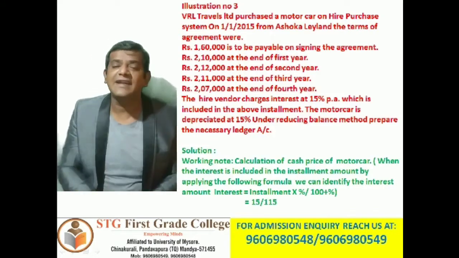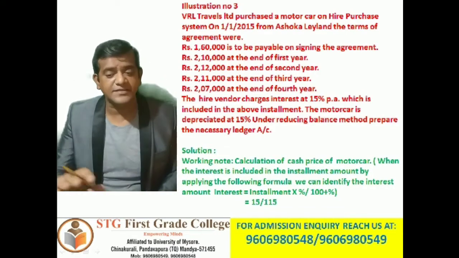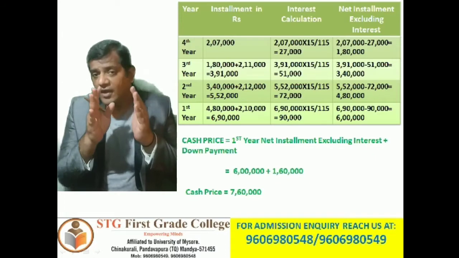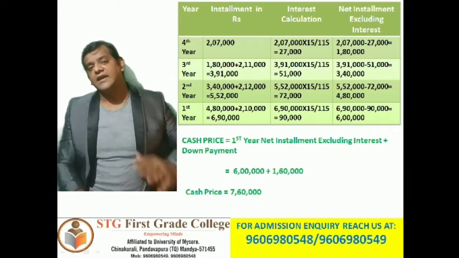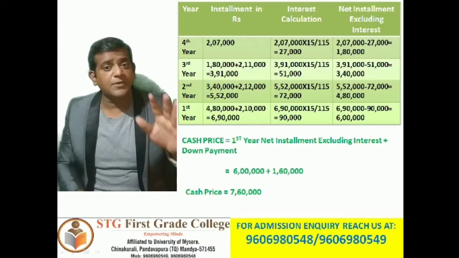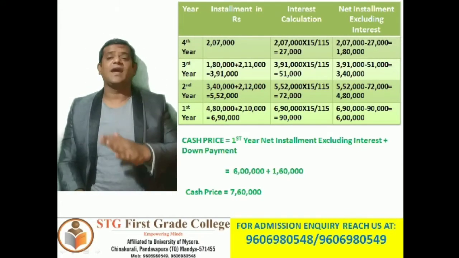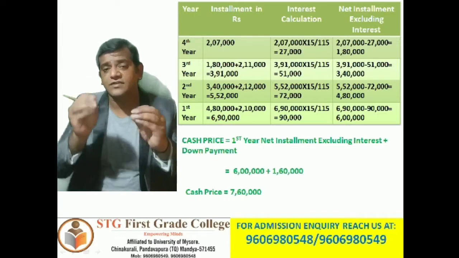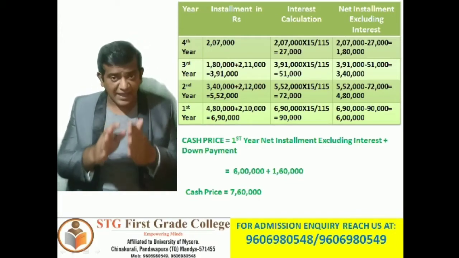Clear? So now let us find the cash price of the motor car purchased by preparing a table. So let us prepare a table to find out the cash price of the motor car. Here I have made a table with 4 columns, that is year, then installment in rupees, the gross installment whatever has been given in the problem point wise. Clear? Then we have an interest calculation column separately. Then we have a net installment, which is excluding interest. Interest is not included in the 4th column. So with interest we have the installment money, then we calculate interest and we deduct.